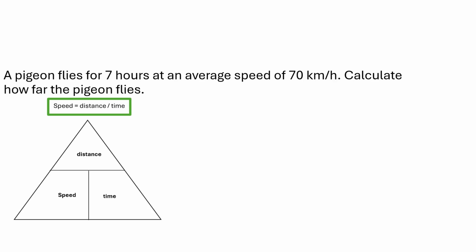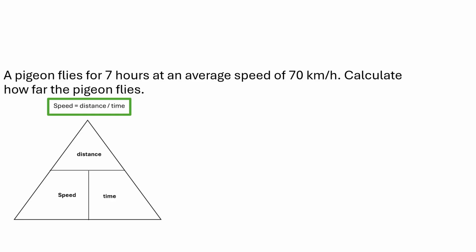Question 3. A pigeon flies for 7 hours at an average speed of 70 kilometers per hour. Calculate how far the pigeon flies. Speed equals distance divided by time. The formula triangle shows us how to answer this question. Did you figure out the question is asking us to calculate distance?